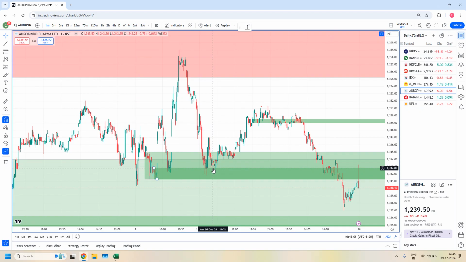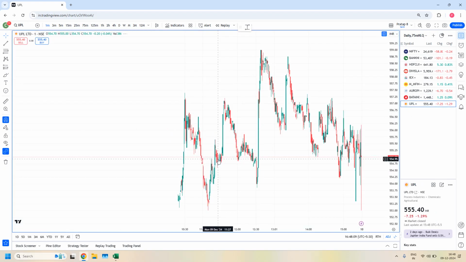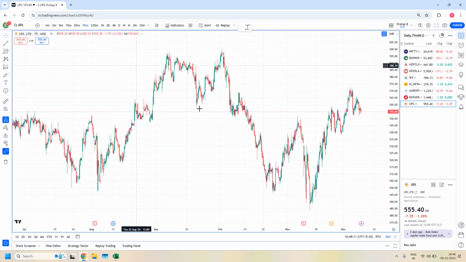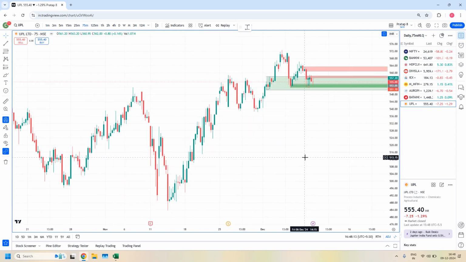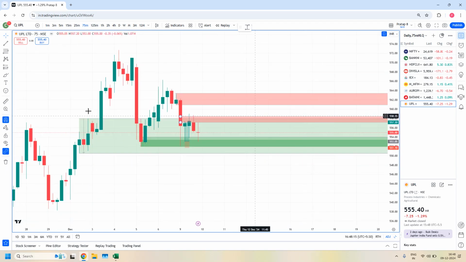This is Aurobindo Pharma. The next one is UPL. UPL also gave 2 trades. This is also a 75 minutes high liquidity demand zone. See, we have a rally candle. We have 1, 2, 3, 4, 5 base candles, and then a rally candle. This is how our software identified this zone.